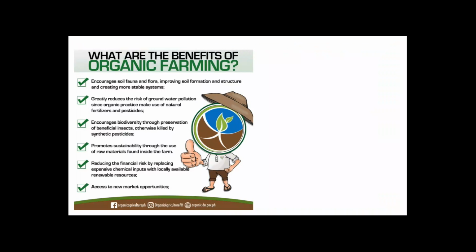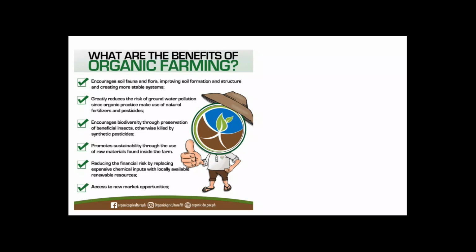So what are the benefits of organic farming? It encourages soil fauna and flora, improving soil formation and structure, and creating more stable systems which have a natural ecosystem more or less. Greatly reduces the risk of groundwater pollution, since organic practice uses natural fertilizers and pesticides only. We're not using artificial ones, and therefore there's less leaching and runoff. And it encourages biodiversity through preservation of beneficial insects, which would be killed by the synthetic pesticides.